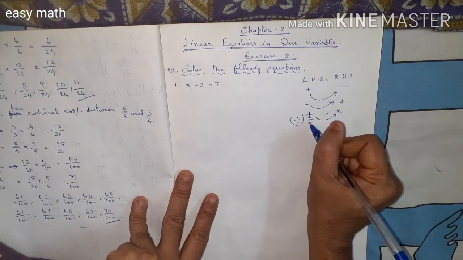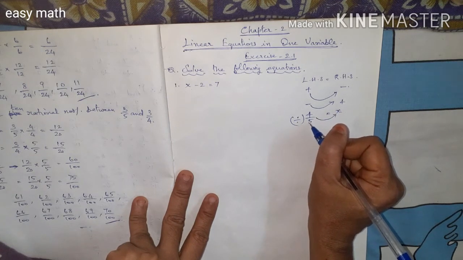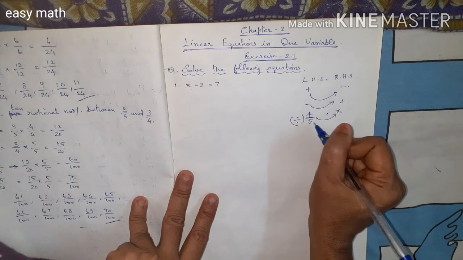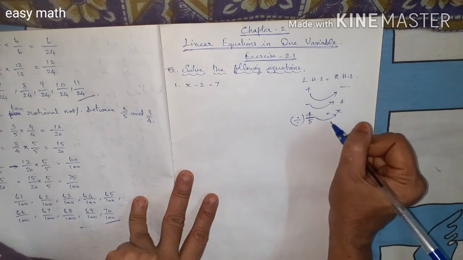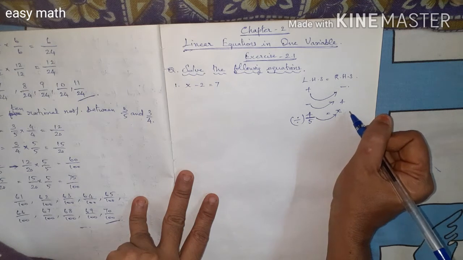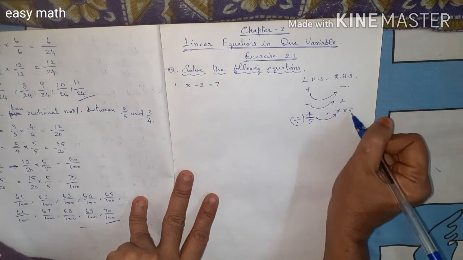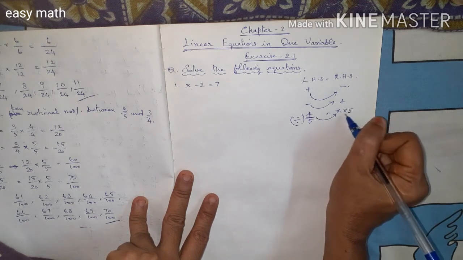divided by 5 means division. When it goes to the right hand side, 5 becomes multiply. Multiply with 5, we have to put like that.